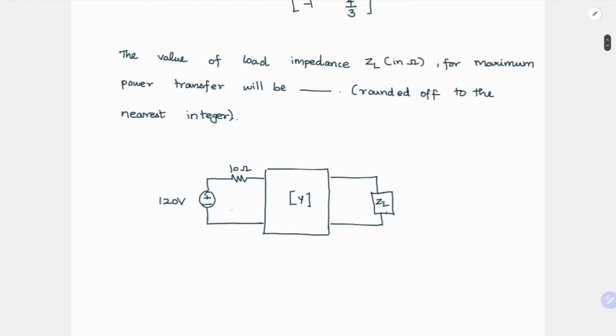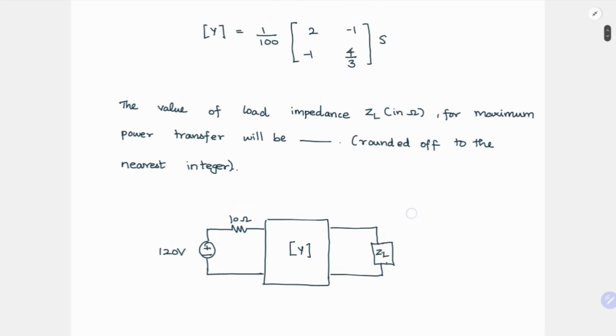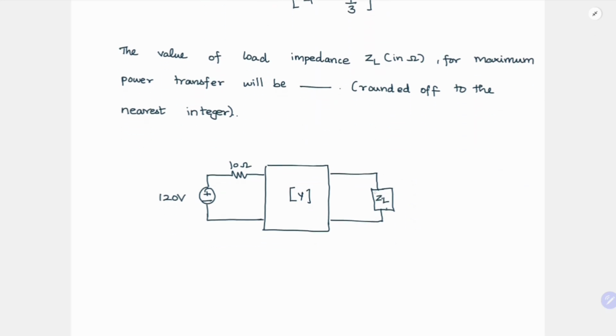Now if we take a look at the circuit, at the input we have a 120 volt voltage source with 10 ohm source resistance, and you have a two-port network whose y parameter, that is the admittance parameter, is given, and you have a load ZL. So we need to calculate the load impedance ZL for maximum power transfer.